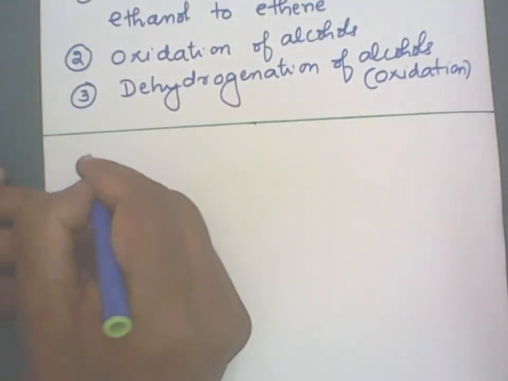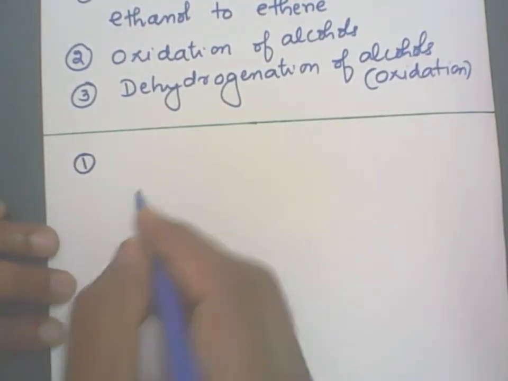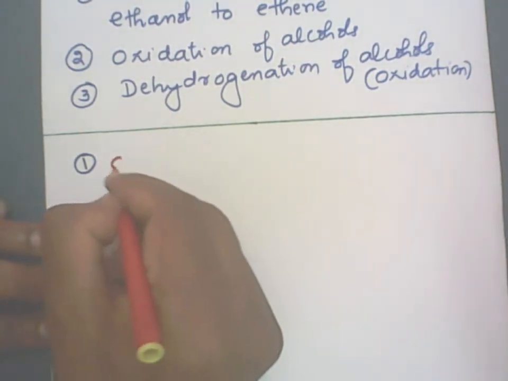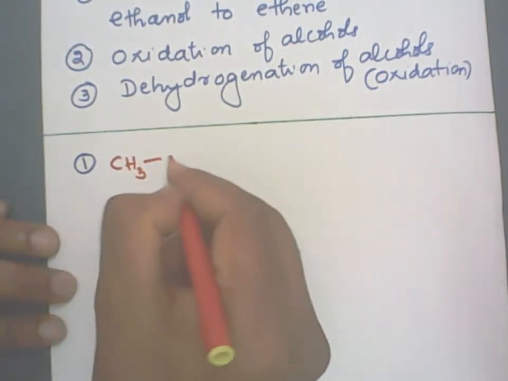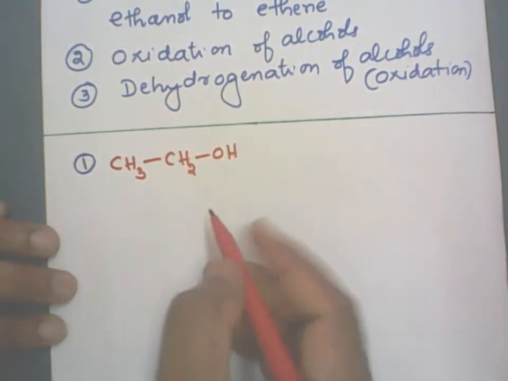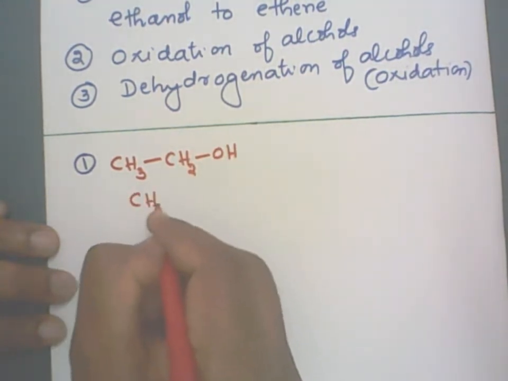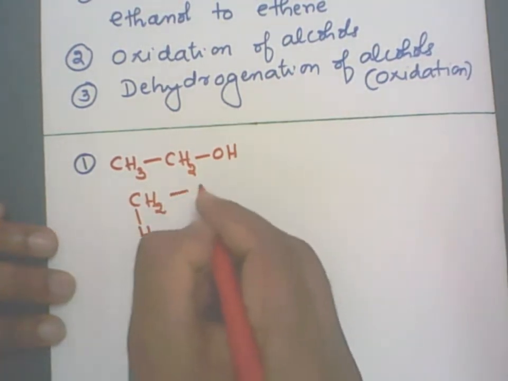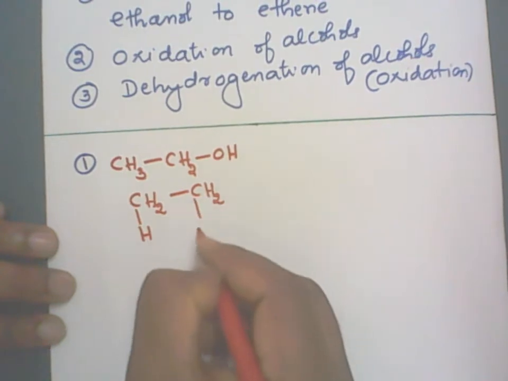So let me write down the ethanol structure. What is the ethanol structure? Ethanol is ethyl alcohol, CH3CH2OH, correct? Which can be written as CH2 and one hydrogen. I'll write separately, then I'll write CH2 and OH.